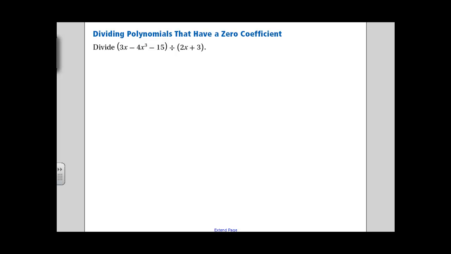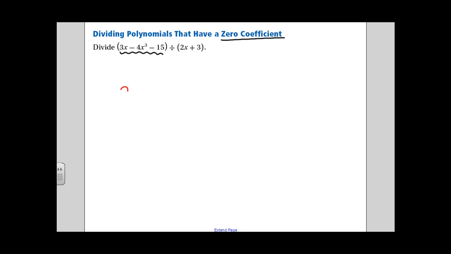So the only other type that you're going to see is one that has a 0 coefficient. Basically, it's missing something when we write it from highest degree to lowest degree. So take a look at this thing right here, 3x minus 4x cubed minus 15. We don't have an x squared term there. So that means that we can basically rewrite that with 0 x squareds. You have to include everything when you're dividing, and you have to write it in descending order.